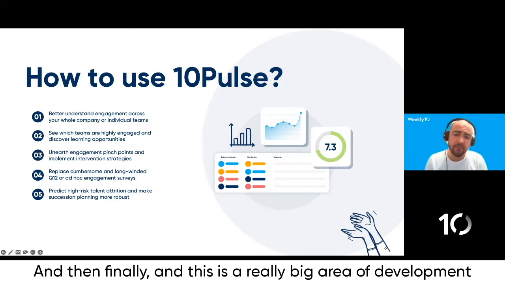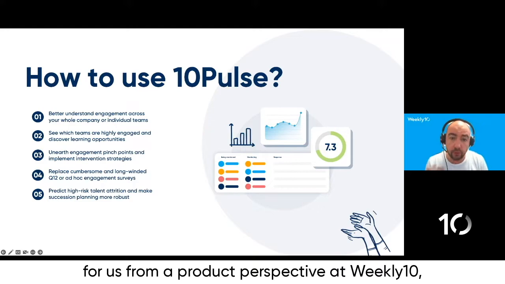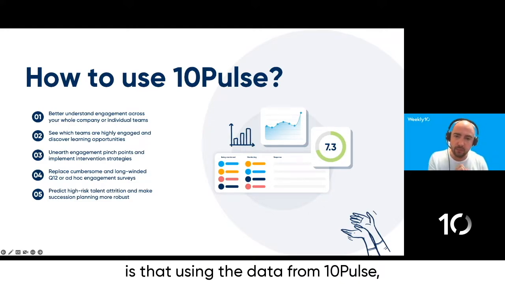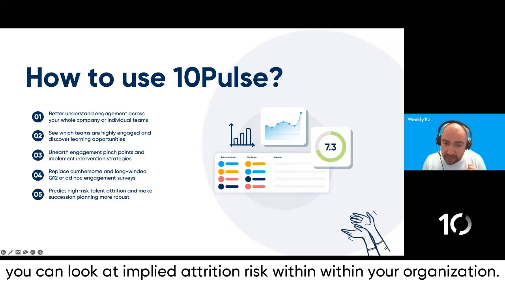And then finally, and this is a really big area of development for us from a product perspective at Weekly 10, is that using the data from 10Pulse, you can look at implied attrition risk within your organization.